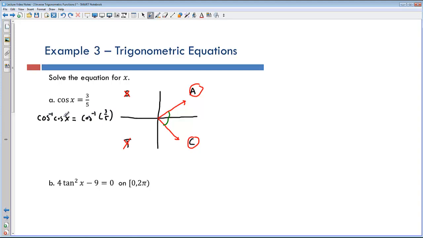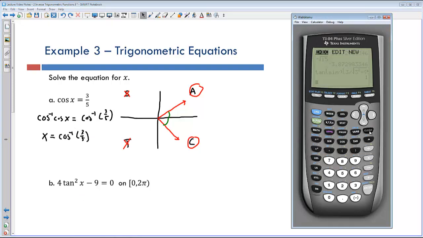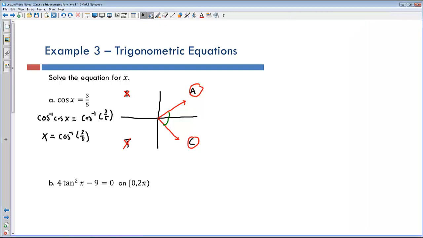And then remember, cosine inverse and cosine, in some sense they cancel. They really undo each other. So you're just left with x equal to cosine inverse of 3/5. And this most likely is your reference angle, although it may be off by a positive or a negative. So you always need to check it on your calculator. To check this, it's real simple. Just do second cosine inverse of 3 divided by 5. If it's positive, it's your reference angle. If it's not, we're going to make it positive. And so it's 0.927 blah blah radians. And so I can make that my reference angle because it's positive.